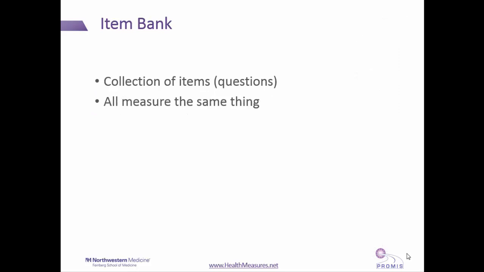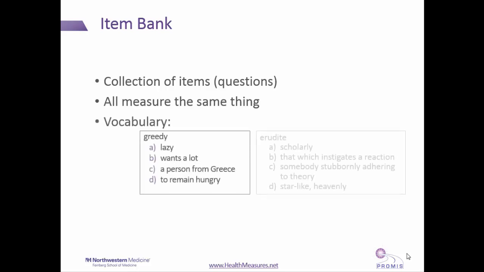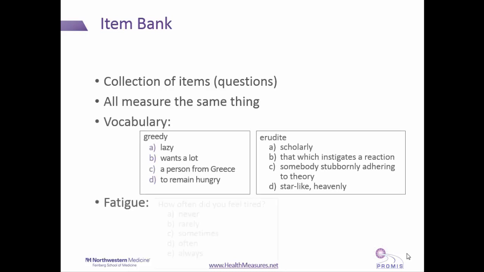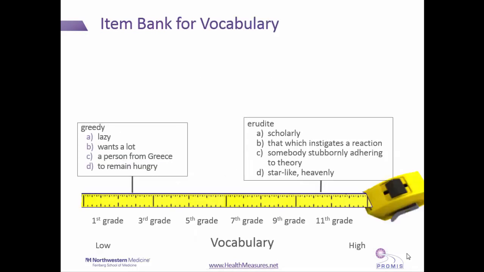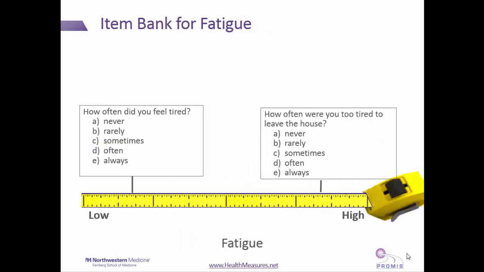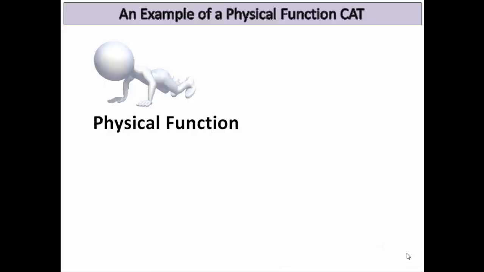All CATs begin with an item bank. An item bank is a collection of items or questions that are all assessing a concept. For example, in an educational setting, you can have a CAT assess vocabulary. In a clinical trial, you can have a CAT assess level of fatigue. These concepts or domains need to be able to be ranked on a continuum from low to high.